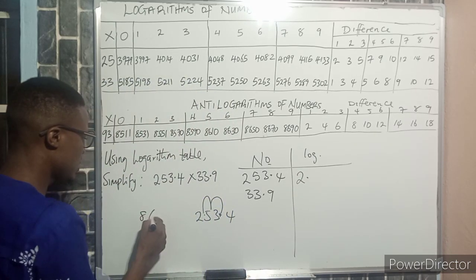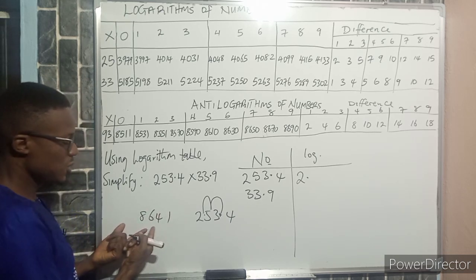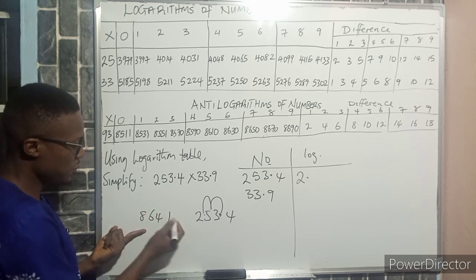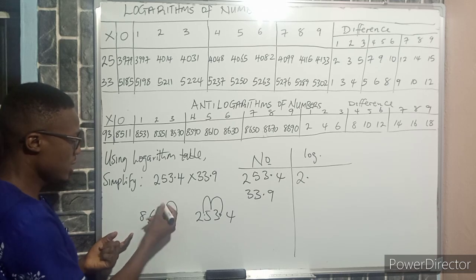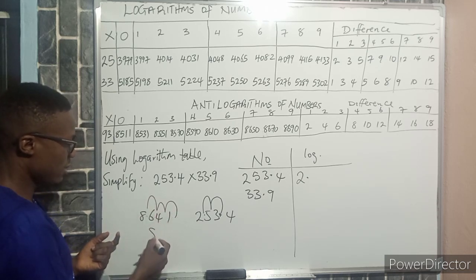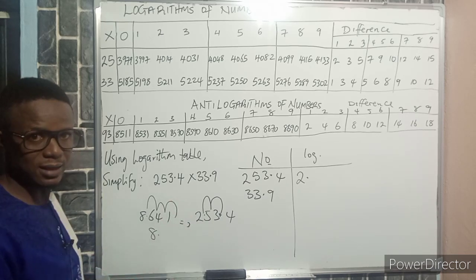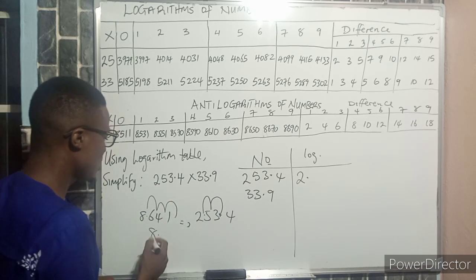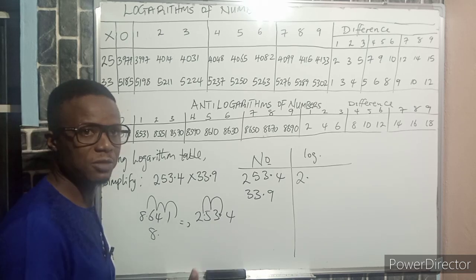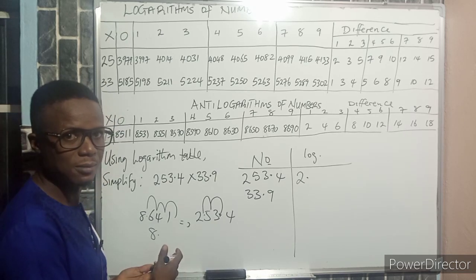Assuming I have a number 8641, this number is bearing no decimal points. In that case, begin from the back and move 1, 2, and 3, which means the characteristics of this number is 3. That is how to get characteristics of numbers. And again, the characteristics is just the power of 10 when the number is put in standard form.